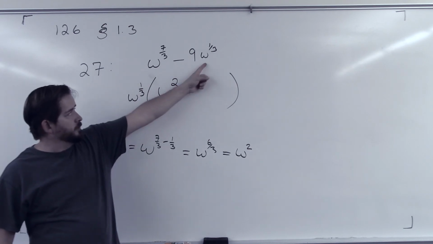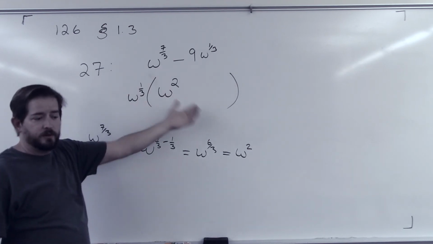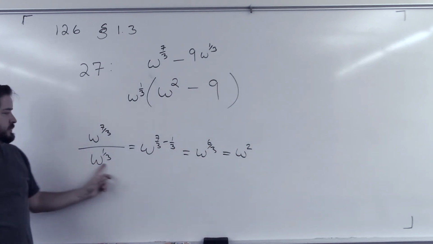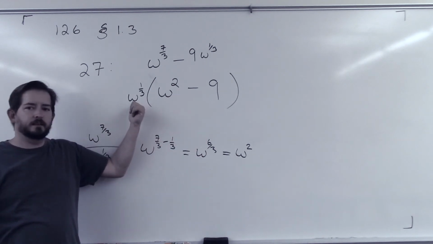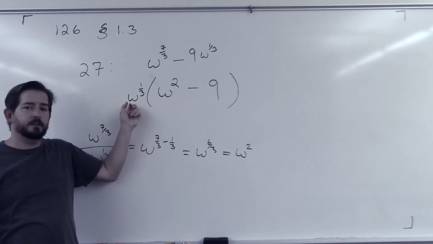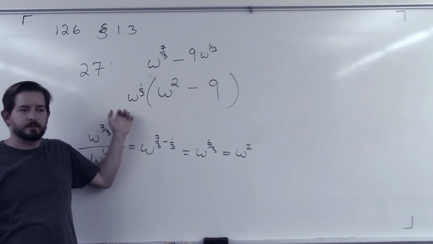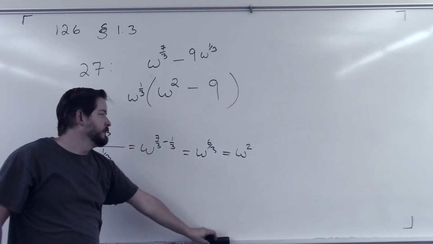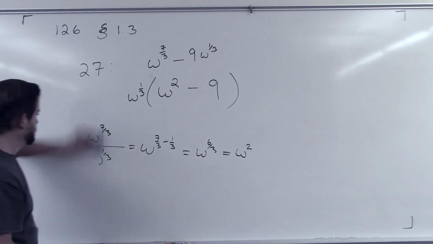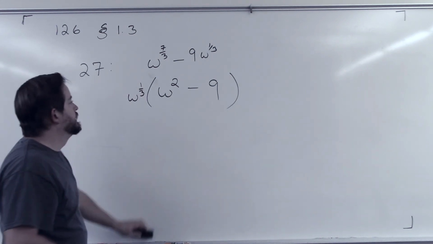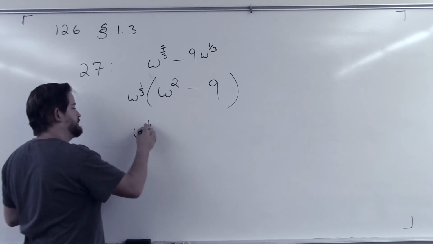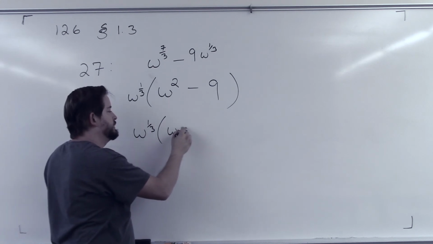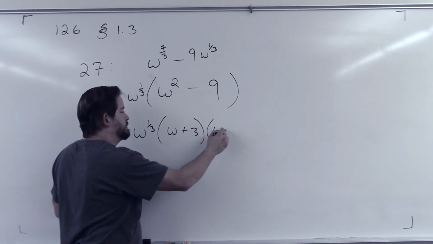Now when I pull it out of here, the w to the 1/3 gets divided by the w to the 1/3, it's just gone. All I have left is minus 9, right? So with this division here, all of the fractional exponents are hanging out here, and I'm done with these. The only thing that's left is now I have a difference of two squares here. This w to the 1/3, don't lose it, it's still there, but it's now multiplied by the factor part of w squared minus 9, which is w plus 3 times w minus 3.